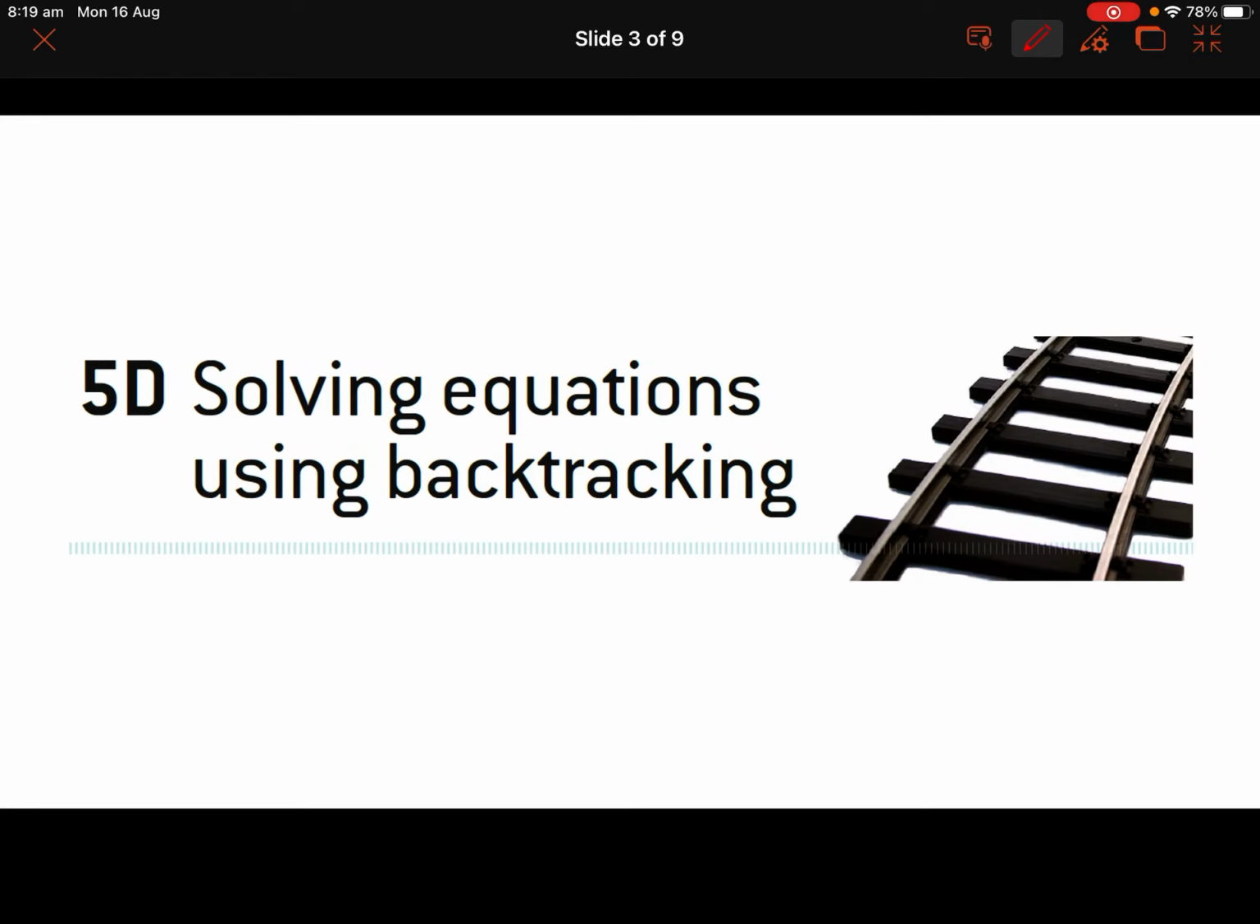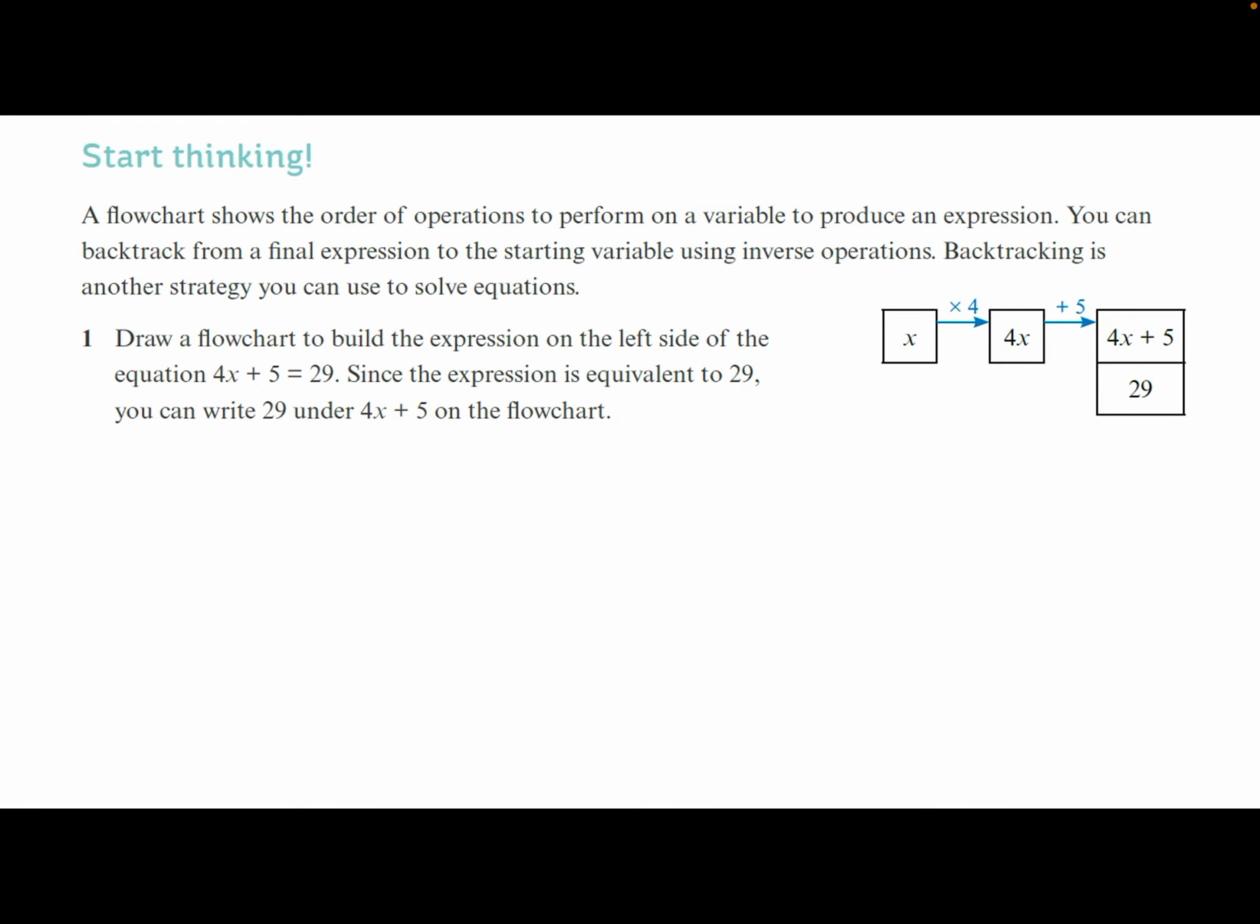Alrighty, so today we're looking at 5D, solving equations using backtracking. This is a strategy of how we solve equations. Backtracking is using inverse operations. If we start looking at a flowchart, these box things are flowcharts. It shows the order of operations to perform on a variable to produce an expression. You can backtrack from a final expression to the starting variable using inverse operations. Backtracking is another strategy you can use to solve equations.